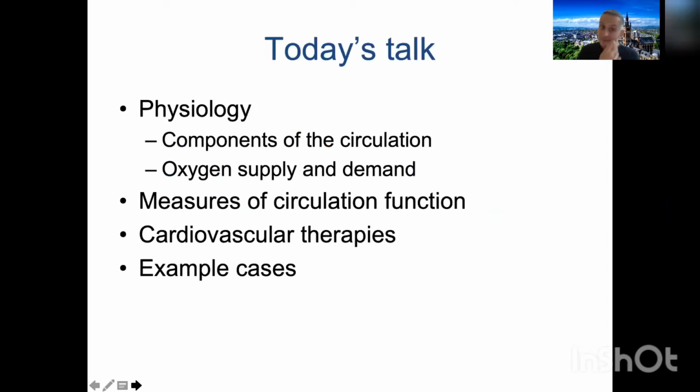So what I'd like to cover in today's talk is some of the basic physiology of the circulation, the components of the circulation, and the concept of oxygen supply and demand within the body. And building on that understanding of the physiology, we can then start to think about what are the best measures of circulation function. And blood pressure may be one of those. And we can also then talk about choosing cardiovascular therapies and the different actions that therapies have. And then I'd like to end with a few example cases, and I know you're going to discuss some more later, but just to show this approach.